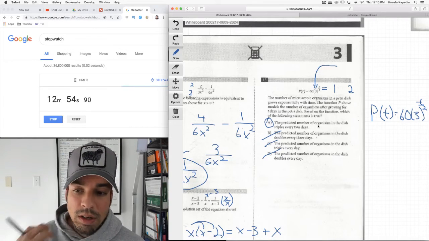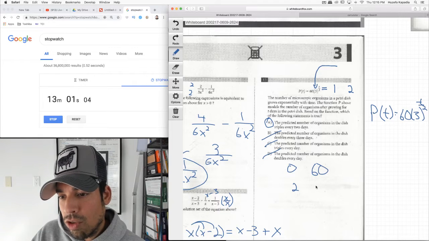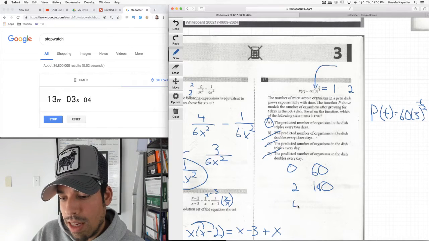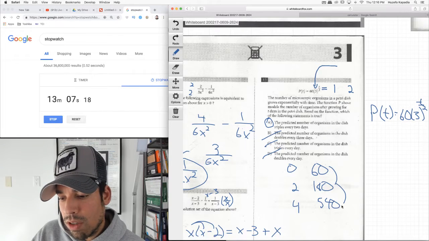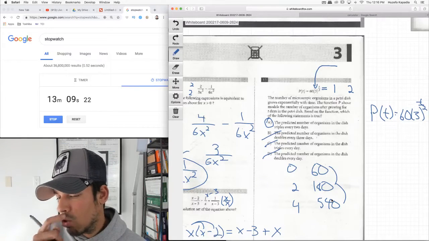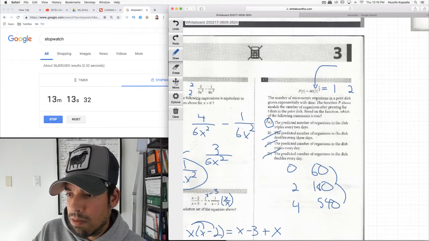So another triple. So watch, it's going to go day 0, it's going to be 60. Day 2, it's going to be 180. Day 4, it's going to be 540. So you see it's tripling like that. So it's tripling every 2 days. But if you plug and chug, it really makes life much easier.